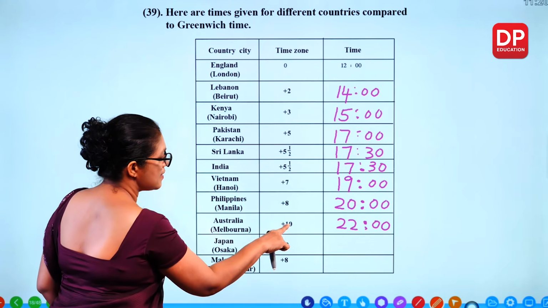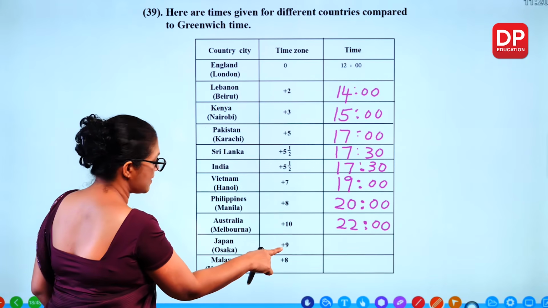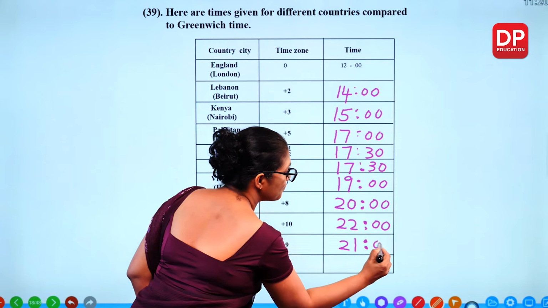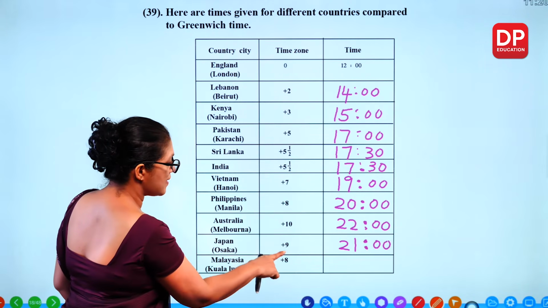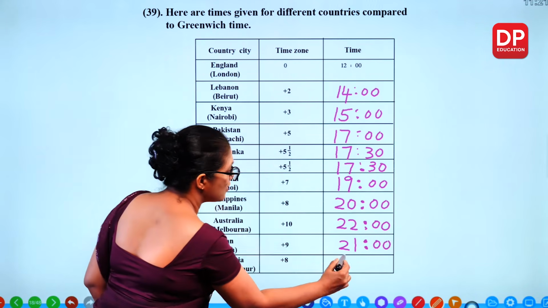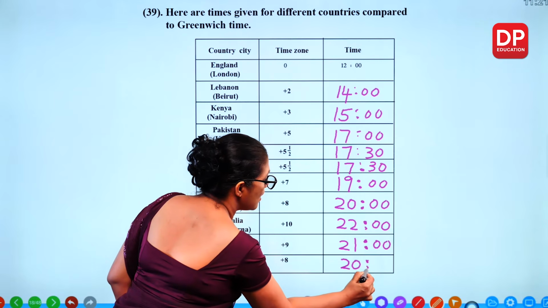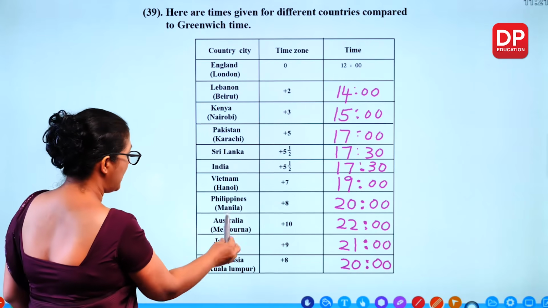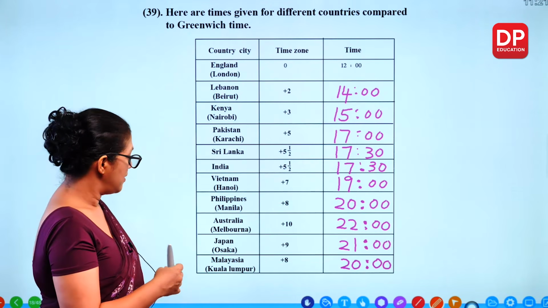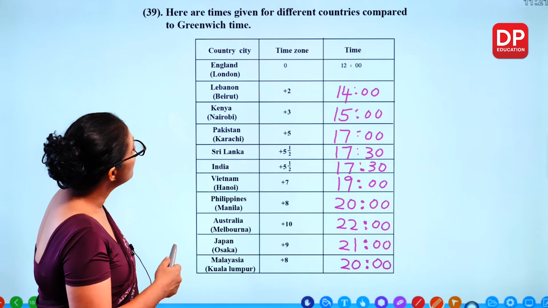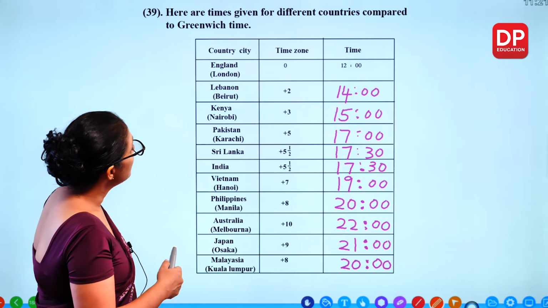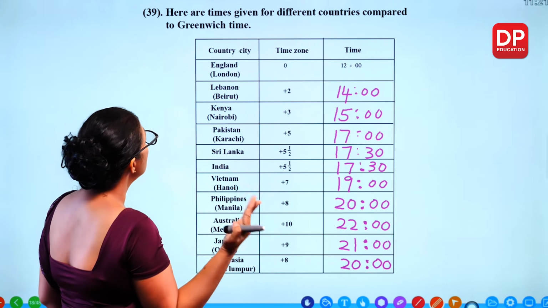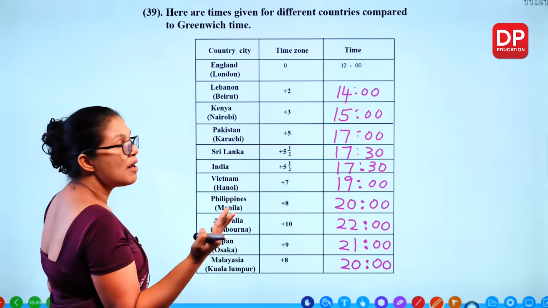And here this is 1 less than that, plus 9. That's Japan. 21 hours. And this is plus 8. Another minus 1. So 20 for Malaysia. Now look at these two. Philippines and Malaysia, same time. And when you look at all these pluses, these are the countries to the east side, all positive.